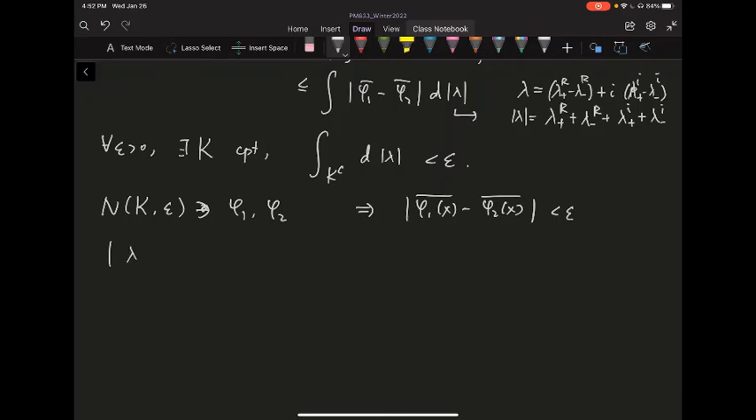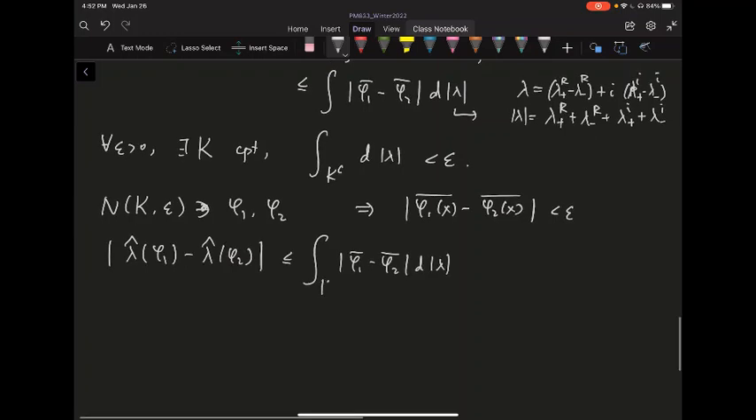So now you plug it back in. Let's just write lambda hat of phi1 minus lambda hat of phi2. That's less than or equal to the integral of phi1 bar minus phi2 bar d lambda. And I break it according to K. So I integrate on K, and then I integrate on the K complement, doing the same thing, phi1 bar minus phi2 bar. And on the complement, the characters are bounded above by 1, so the absolute value of the difference is bounded above by 2, so it's going to be less than or equal to a constant times epsilon.